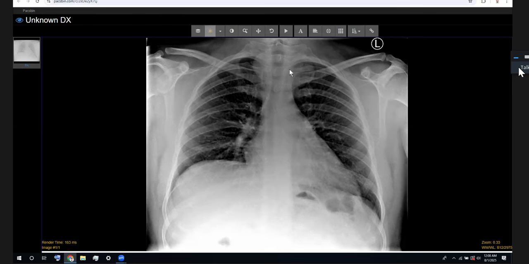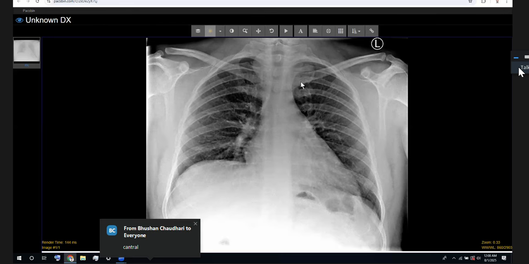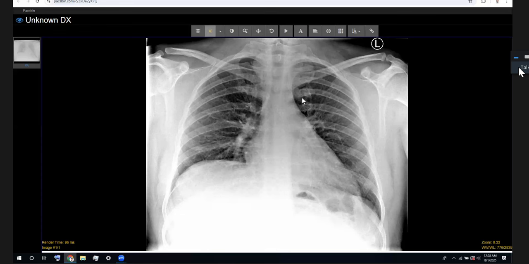There is slight thickening of the left paratracheal stripe. Move your mouse slightly more to the left. There's a rounded opacity there too, here as well. Isn't there? Is it part of the same thing? Hard to say.